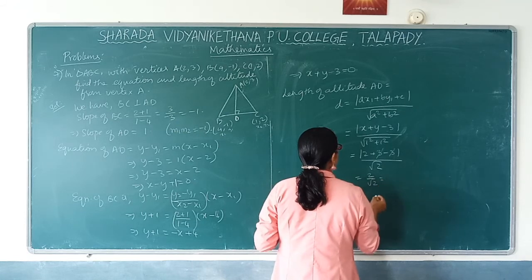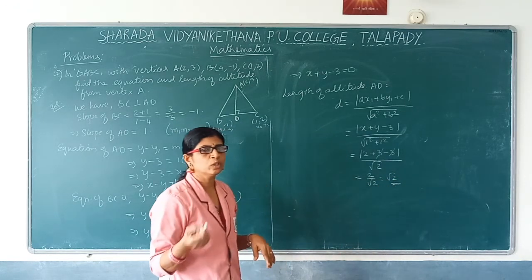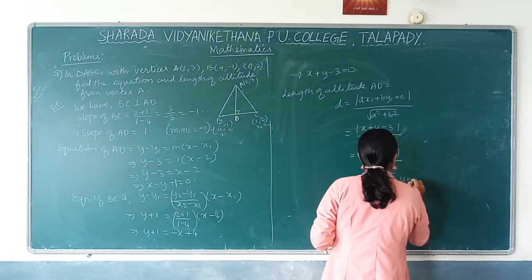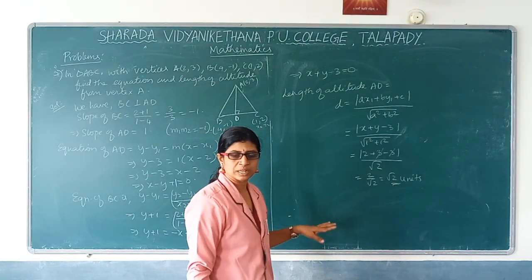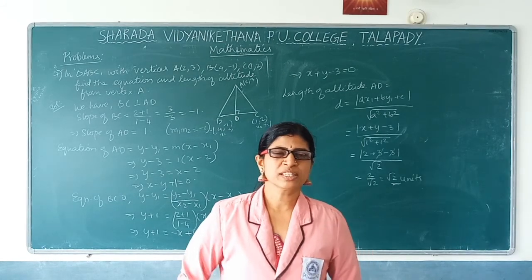2 by root 2 can be written as just root 2. Why? 2 can be written as root 2 into root 2, and cancel one root 2. So this is the length of the altitude, which is a measurable physical quantity, so you have to write the unit. The length is root 2 units. So by this we finish the chapter. Thank you.